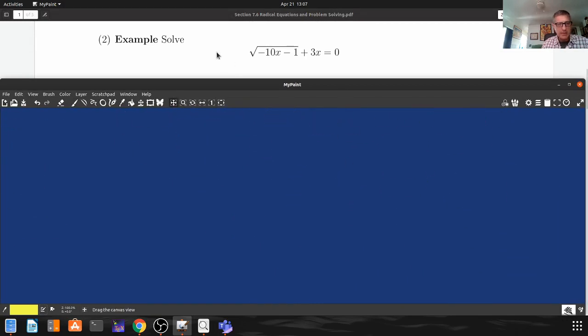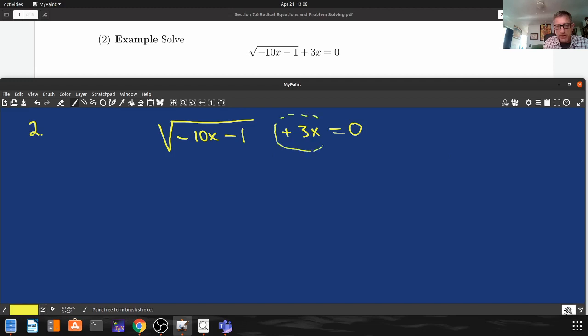So this is example 2. So we're going to do two things to solve example 2. It's not really difficult. So here I have a radical. It has index 2. It's a square root. So what I always want is the radical on one side and everything else on the other. So I'm going to move this term over here in my next step.